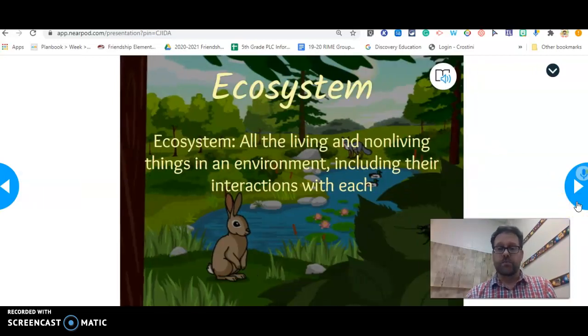We can't talk about ecosystems unless I tell you what an ecosystem is. An ecosystem is all the living things. So let's look around here. I see some plants. I see bugs. I see a fox. I see a rabbit. Sure, somewhere up in here, if we were to look really closely, we could probably find some birds. The living things. We know what the living things are in an ecosystem.